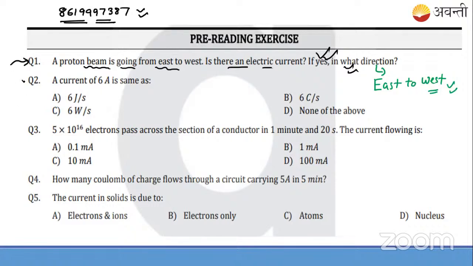Second question, students, in front of you. A current of 6 ampere is the same as what? A, B, C, D. You have 4 options here. You can answer any of these options. Chalo, tell me what it will be.